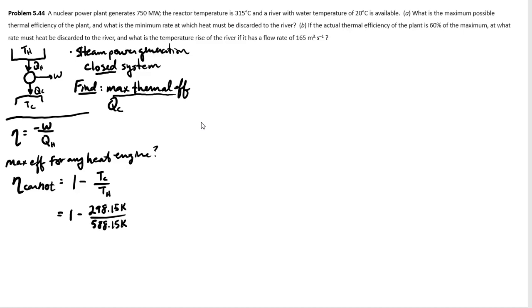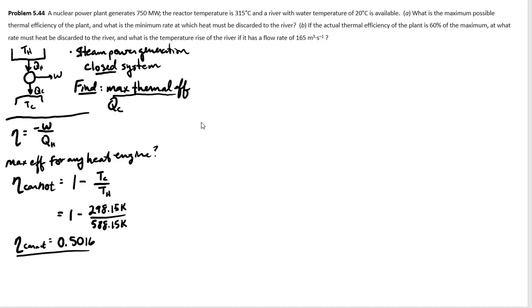588.15 Kelvin. All right. So our Carnot, or our maximum thermal efficiency, is going to be 0.5016, or about 50%. So what that is saying is that if we had a reactor that is generating heat at this temperature, and we were expelling heat to a river flowing by at this temperature, the maximum amount of work we could get out of here would be about 50% of the heat that's being put into it. All right? There's no way we can go any higher than that.